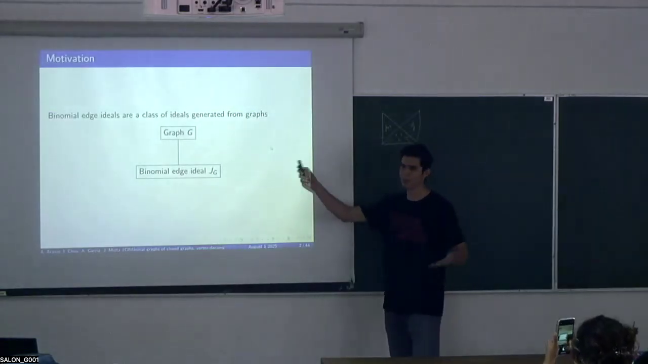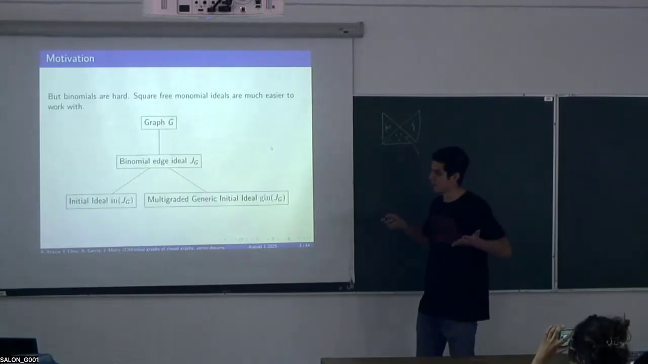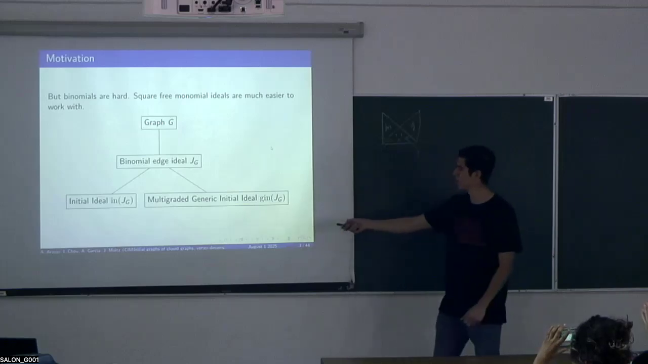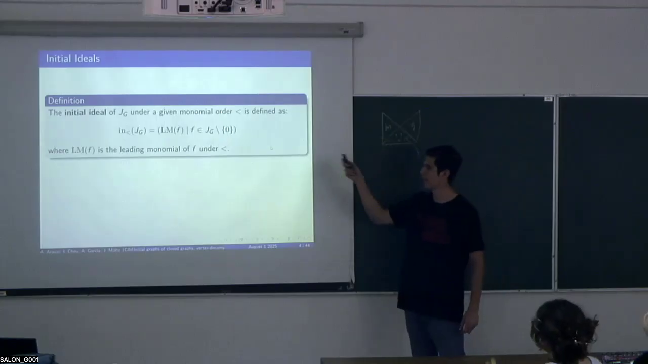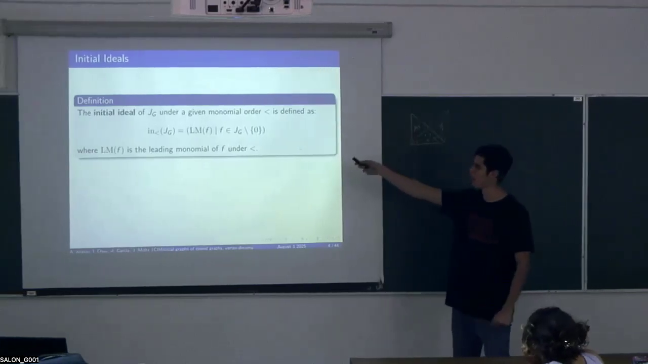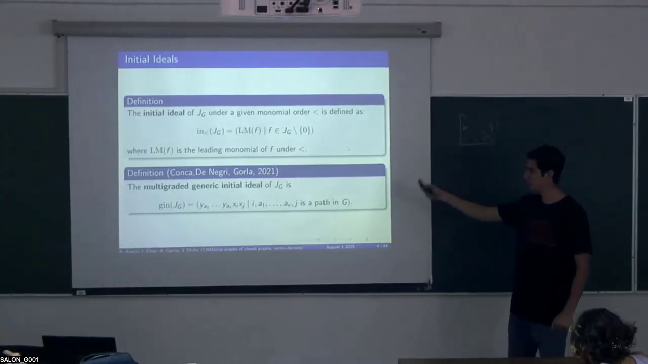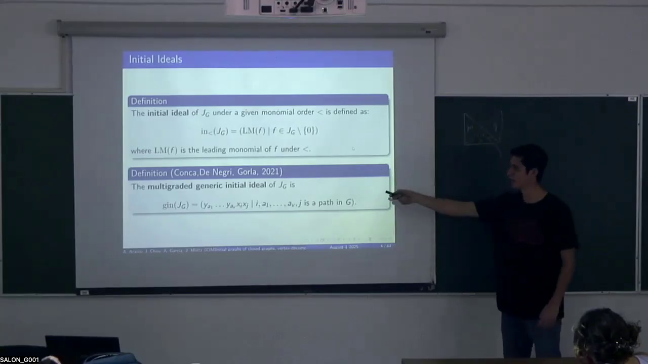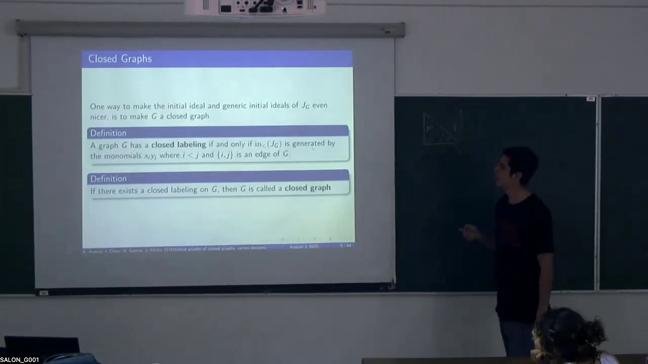We have our graph and we have our binomial ideal, but this is a binomial ideal, and it would be nicer to work with monomial ideals, so we're going to define two monomial ideals. The initial ideal, which is just generated by the initial monomials of all the polynomials in the ideal, and the generic multi-graded initial ideal that, thanks to Conca, Dinu, Gorla, and others, we can describe in terms of the paths in G.